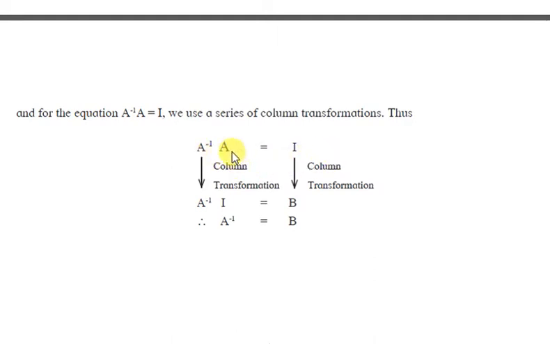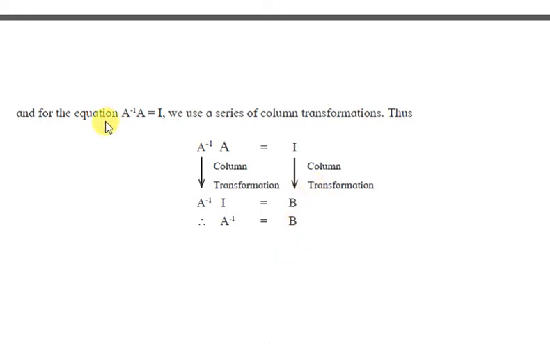We will convert matrix A into the identity matrix on the left hand side by using column transformation, and at the same time the respective change will happen on the right hand side, and matrix I will be converted into a new matrix B. After that we will get the equation A inverse into identity matrix is equal to B. Any matrix multiplied by the identity matrix gives the same matrix, therefore A inverse is equal to B. Hence the matrix B is called the A inverse of matrix A.